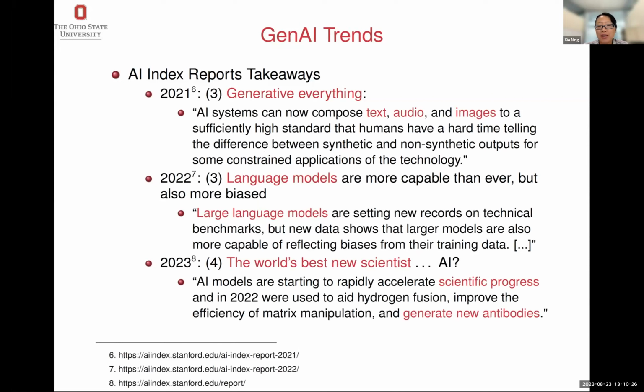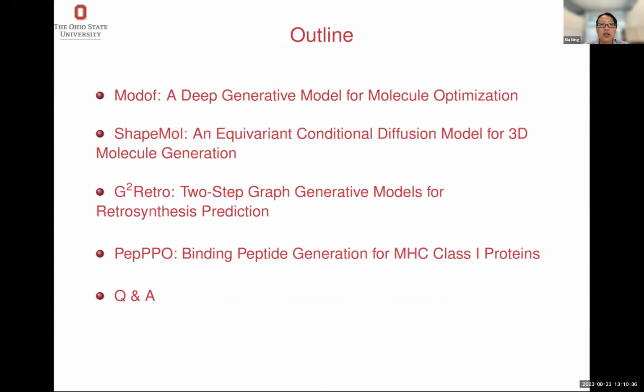So hopefully you can see a clear trend here about generative AI towards science, and we want to use generative AI to really improve scientific research. With that, I want to give you three concrete pieces of research that have been done in my lab. Within each work, I will also talk about the challenges and opportunities. And if time allows, I will briefly talk about the last one on peptide generation.